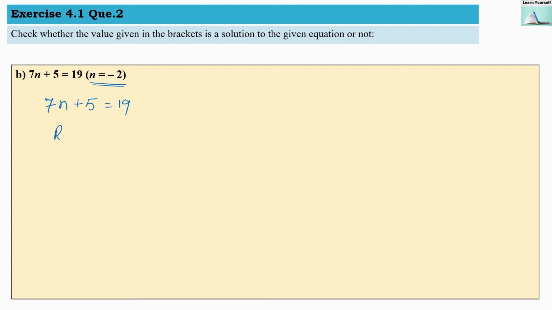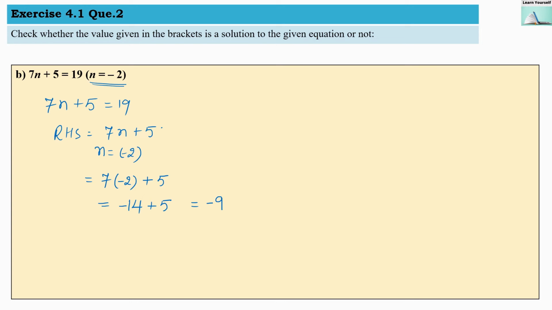Our RHS here is 7n plus 5, where n equals to, we have to take minus 2. So let us substitute the value for n, that is 7 into minus 2 plus 5. Here 7 into 2 will give us 14, but 2 is negative, so our 14 will be negative, plus 5. Now 14 plus 5, but 14 is negative, so this will be a subtraction, and for that we will get a 9 here, and it will get a bigger number sign, so it will be minus 9.